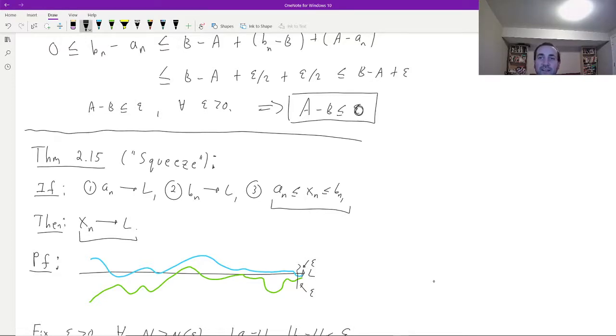So what's a proof of that? Well, we can sort of almost do a proof by pictures, right? So we have here, I've drawn the limit L, which is just a straight line. I have in blue my sequence b_n up top, and I have in green my sequence a_n at the bottom.